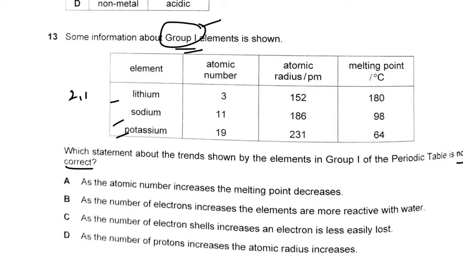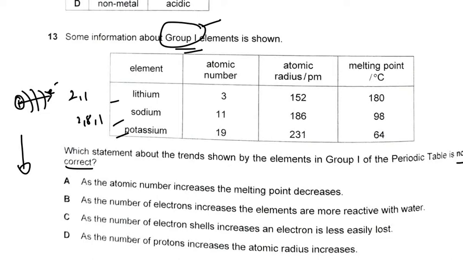Like lithium, it's 2,1, sodium is 2,8,1. It always wants to lose the electron. So as you go down, reactivity increases. Why does it increase? Because the electrons are moving further away from the protons and it weakens the attractive force on the electron. So it can completely go. So not correct, so not correct.